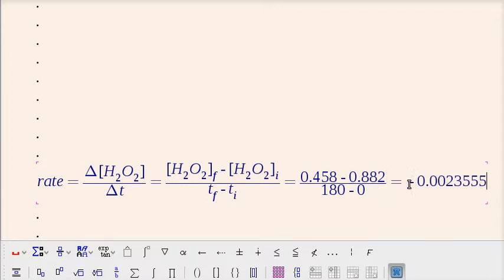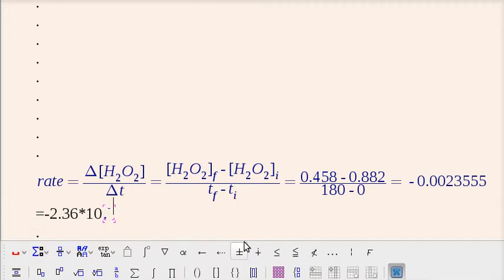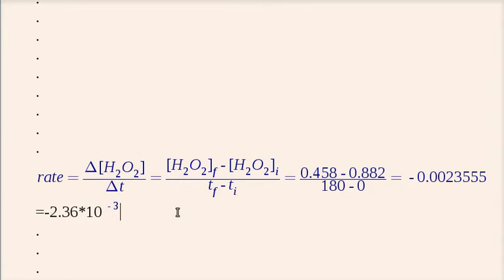So I got this in scientific notation: 2.36, with 3 sig figs, times 10 to the power of negative 3. The units are molar per second, not moles.